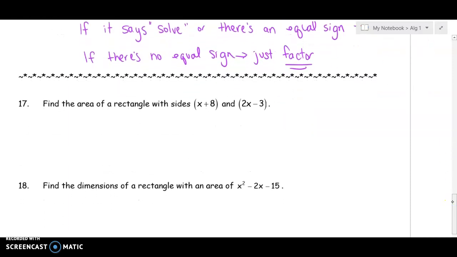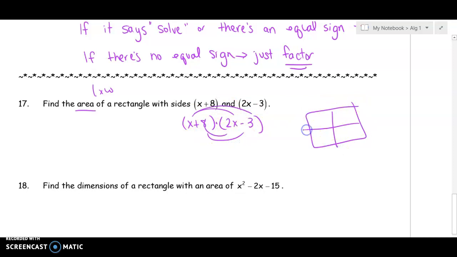Okay, so for something like number 17, it says find the area of the rectangle with these sides. All that means is area, remember, is length times width. So you're just going to multiply x plus 8 times 2x minus 3. This is old stuff coming back at you. You can distribute, or you can do the box problem like we did a while ago. X plus 8 on this side and 2x minus 3 on this side.